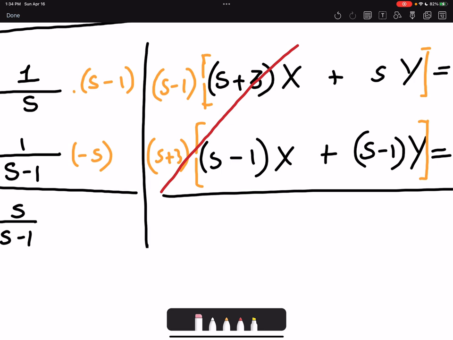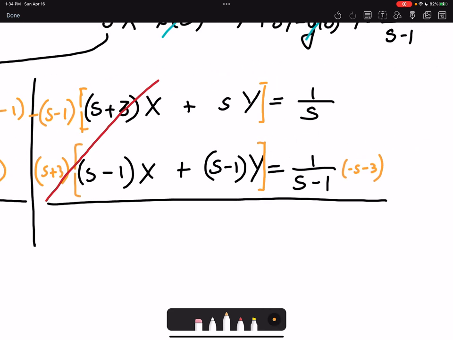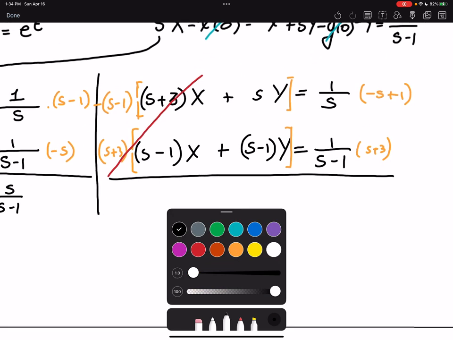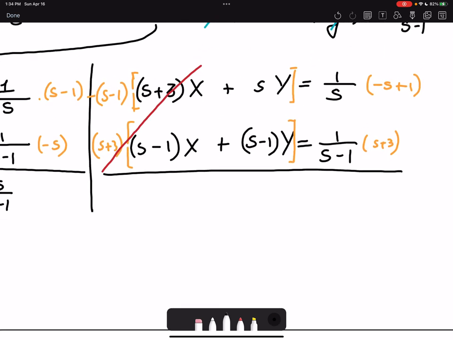So let's put that negative over here. Shouldn't change much. This, I forgot, should also be minus s plus 1. This should be s plus 3 now. And so that part still cancels. But here we're going to have s minus 1 times s plus 3 minus s times s minus 1.